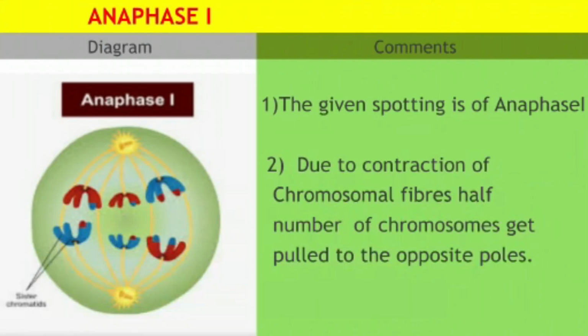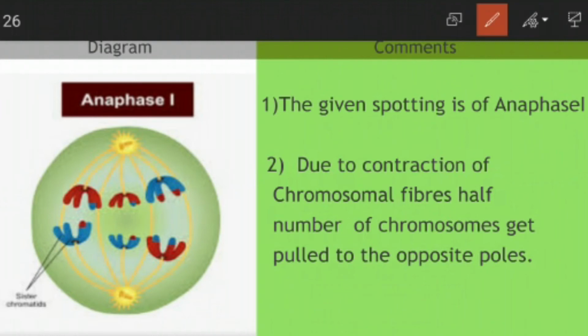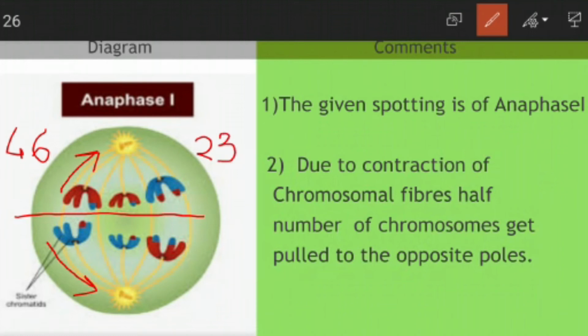Then anaphase. Now see what happens in anaphase. How will you identify? Anaphase 1 means half the number of chromosomes get pulled towards one pole, and half towards the other pole. If a cell has 46 chromosomes, 23 are pulled towards one pole and 23 towards the other pole. So let's start with anaphase 1. The first point will be your identification: the given spotting is of anaphase 1. How will you identify? When you see half the number pulled towards the opposite pole.